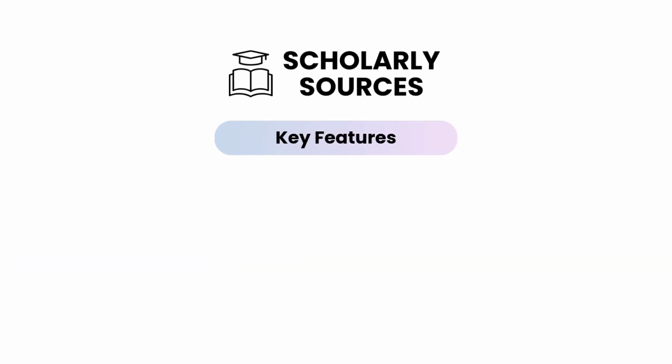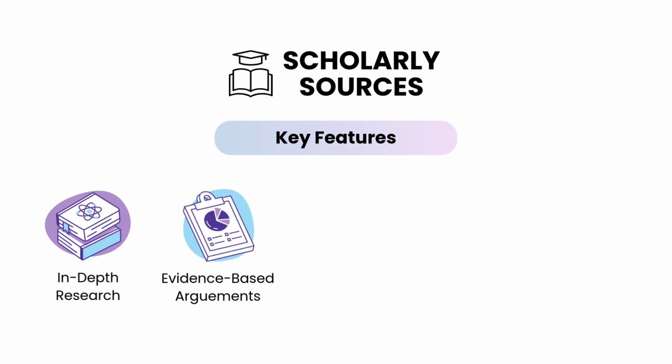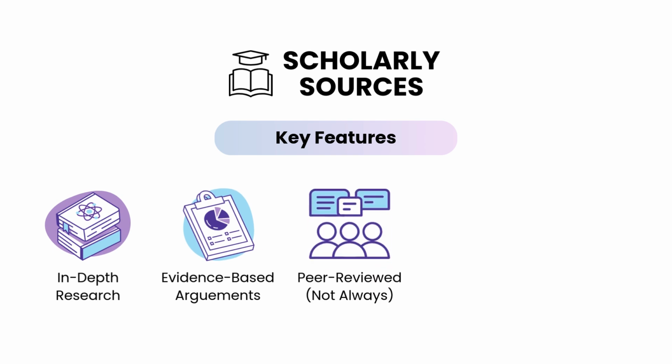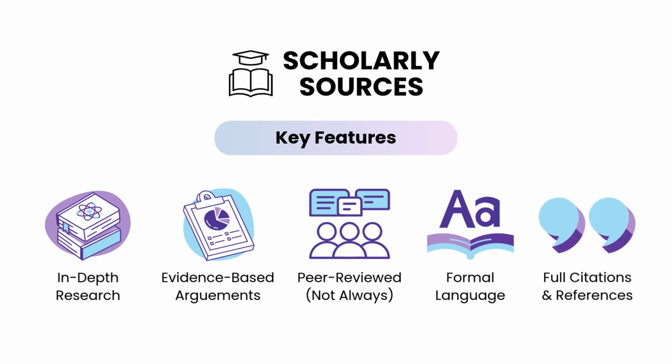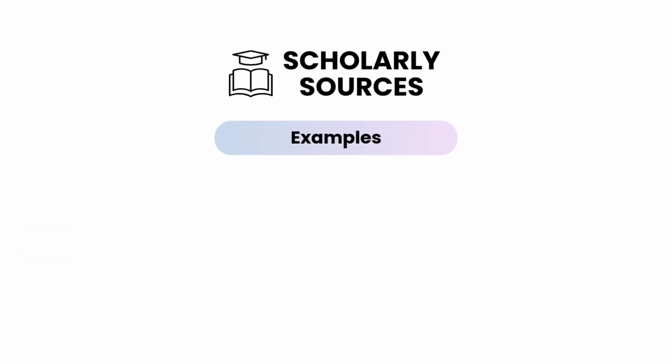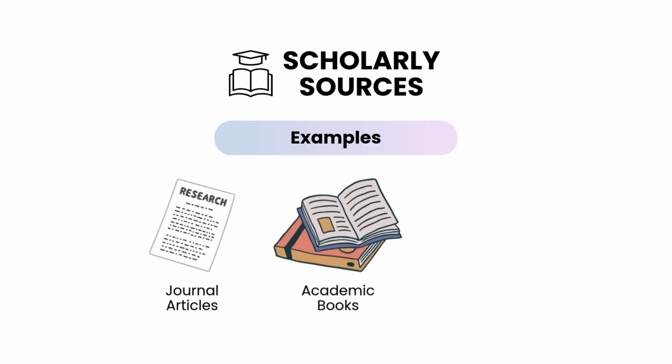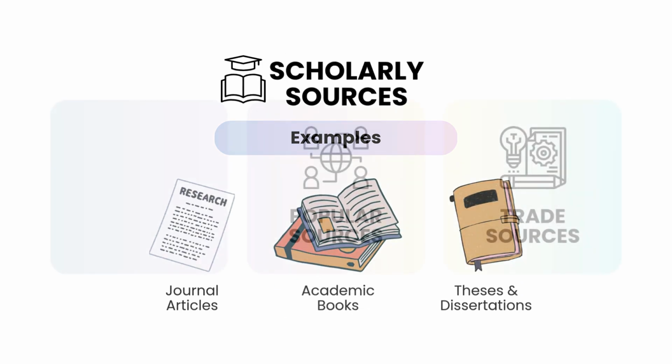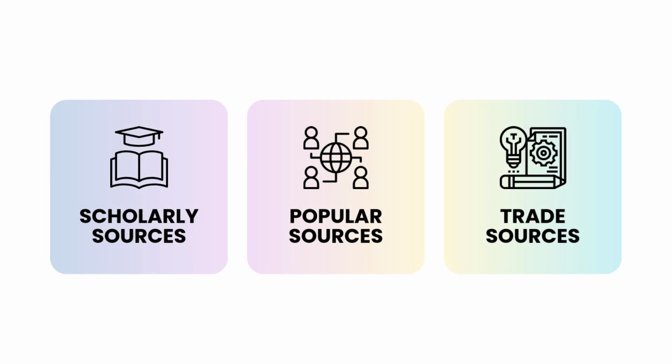When you are not sure if a source is a scholarly one or something else, just look out for these key features. They present in-depth research, they rely on evidence-based arguments, they're often peer-reviewed, though not always, the language is formal and technical, and they include full citations and references to support their claims. Some common examples of scholarly sources include academic journal articles, academic books, theses, and dissertations. Using scholarly sources shows that you're building on credible and expert research, which is useful for strong academic work.